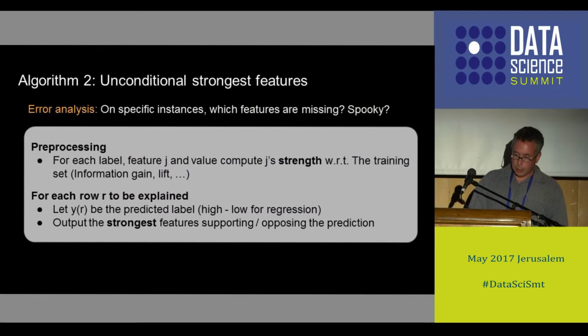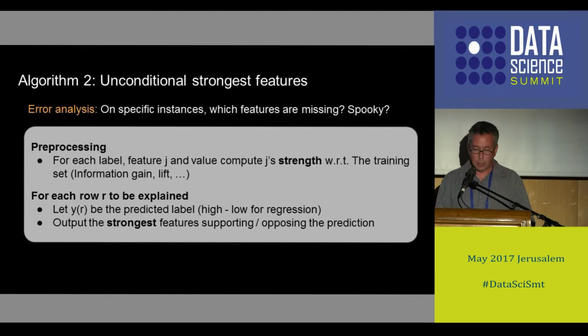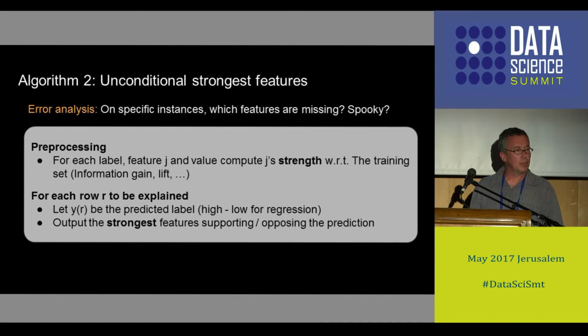Okay, here is another algorithm. The goal of this algorithm, the main motivation, is to do error analysis. This is something that greatly improves the accuracy of algorithms. So what I'm going to do here is go over specific instances, in particular instances where I made errors, and I'm going to look at them and think whether I'm missing some features.